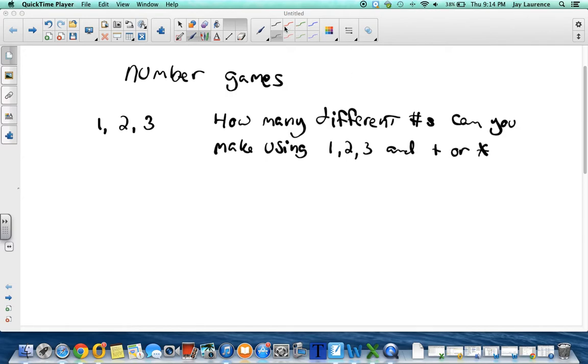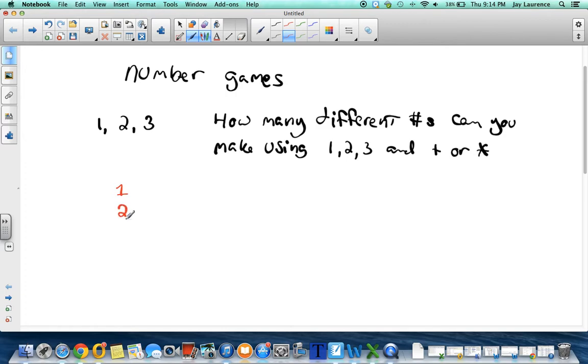Now, we're going to start this number game by using only the numbers 1, 2, and 3. Our goal is going to be how many different numbers can we make using 1, 2, and 3, and only addition and multiplication. Now, you don't have to use 1, 2, and 3 in every number, all right? So, the first thing I can do is have 1, right? Then, of course, I can have 2, then I can have 3. Now, using only one of those numbers, I can't get any more numbers, right? But now I might combine them.